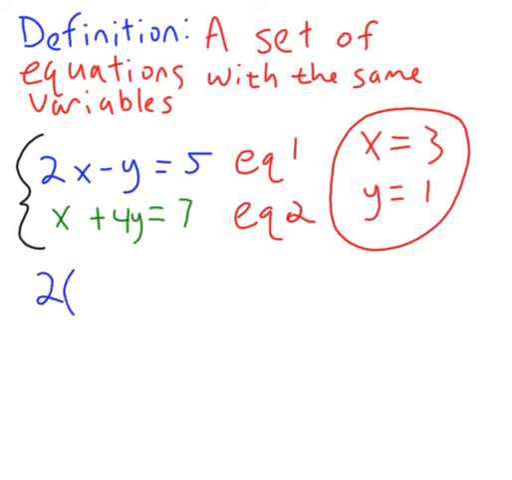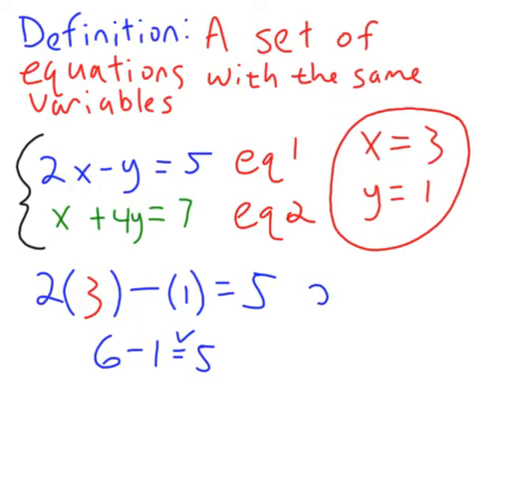2 times 3 minus 1 for y equals 5. Well, is that true? Is 6 minus 1 5? Of course it is. 6 minus 1 is 5, so that works. But it's not enough. We need to check the other equation. So let's check the other equation.